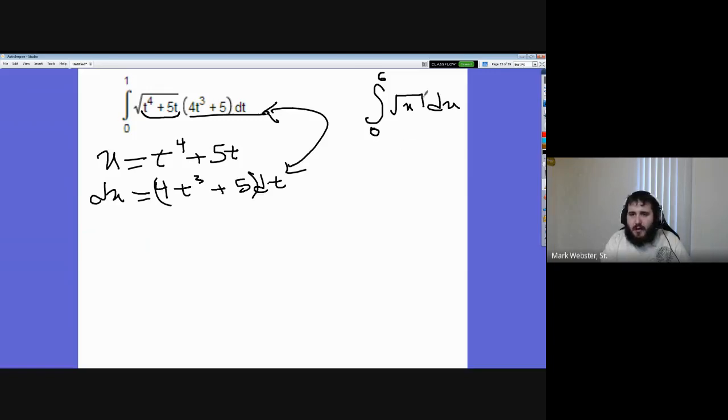So let me integrate. Remember, this is u to the 1/2. So we've got the integral. So I'm going to do u to the 3/2 divided by 3/2. And now I don't need the plus c because this is a definite integral. I'm going from 0 to 6, right? So let's simplify all this first.